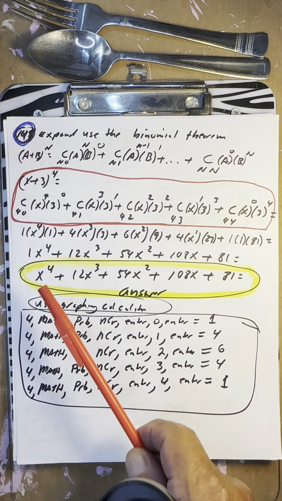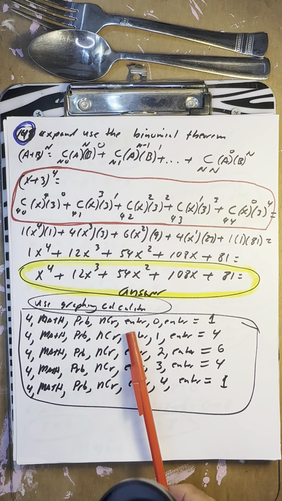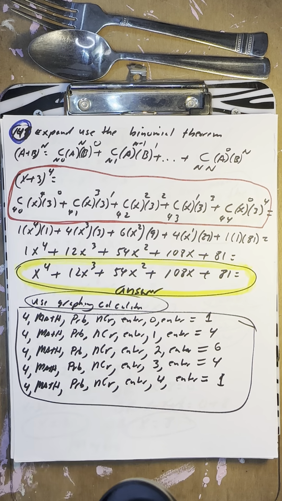So now once you do that, for math, probability, nCr, enter 0, you're going to get this number here. Okay. You can use a calculator. I would use a calculator to do this right here. Okay. For math. And then you can go into probabilities and nCr.